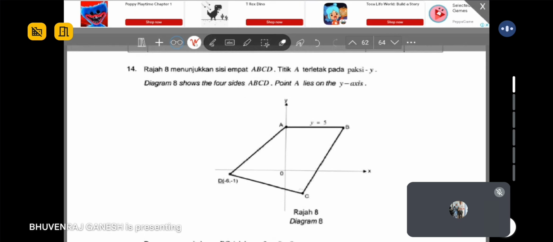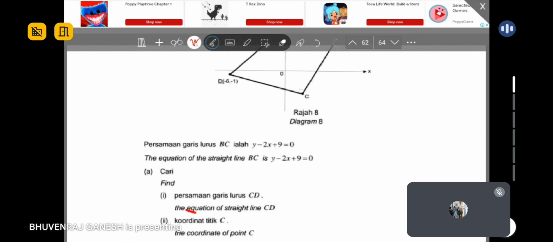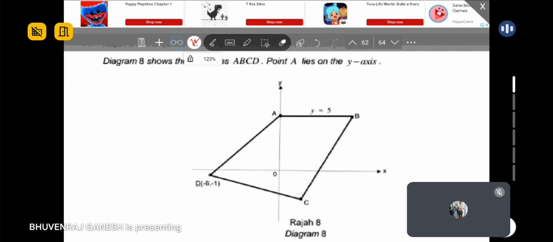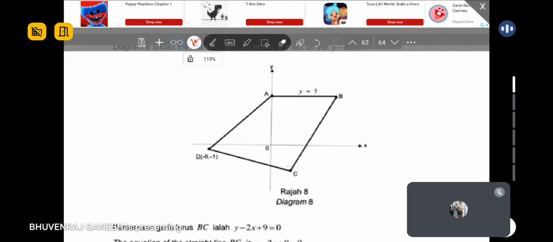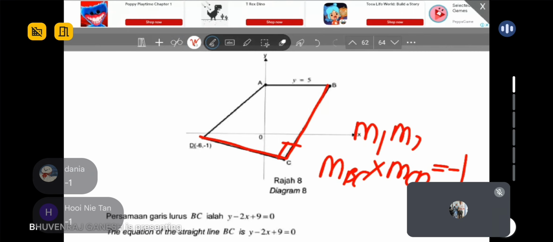Okay, soalan 14 is for coordinate geometry. Okay, so for this one, they ask you find the equation of straight line CD. Persamaan garis lurus CD. Okay, so the key point here is got 90-degree angle. Okay, so means that perpendicular, berserenjang. Okay, so BC perpendicular to CD. So MBC times MCD equal to how much, guys? Perpendicular, may I know? Equal to, yes, remember the formula, M1 M2 equal to -1.